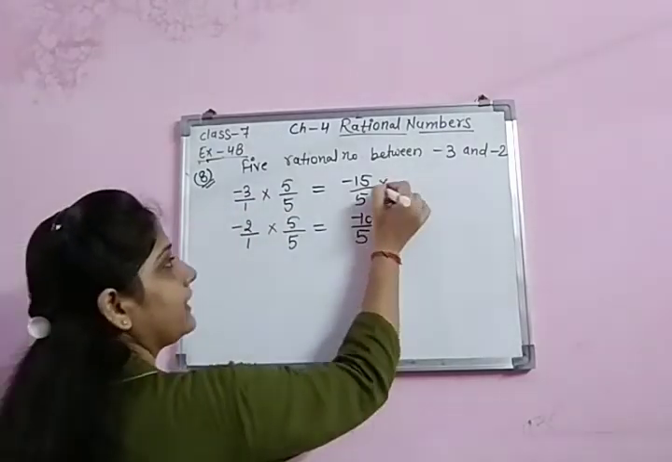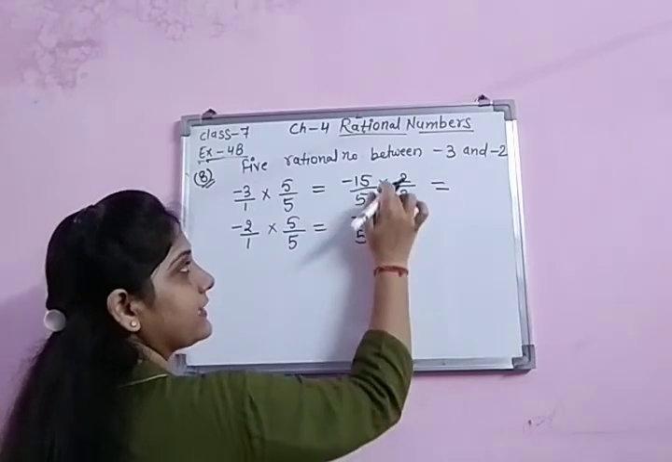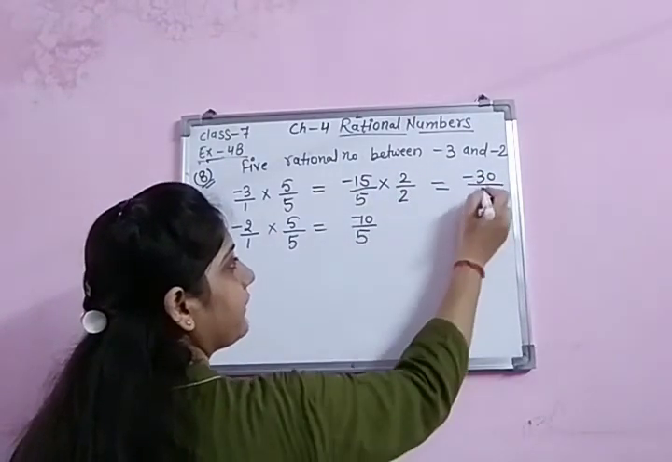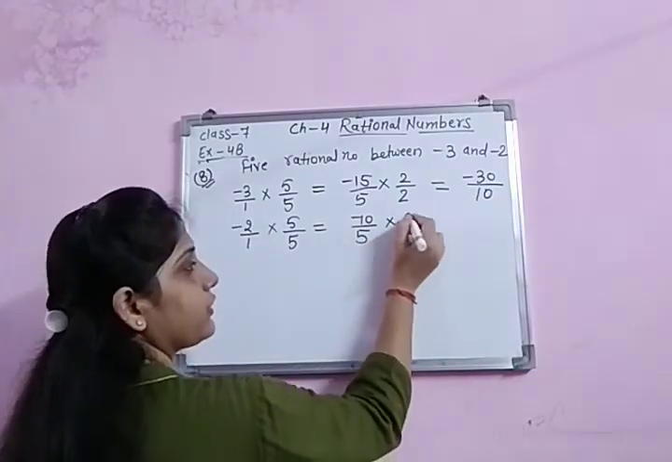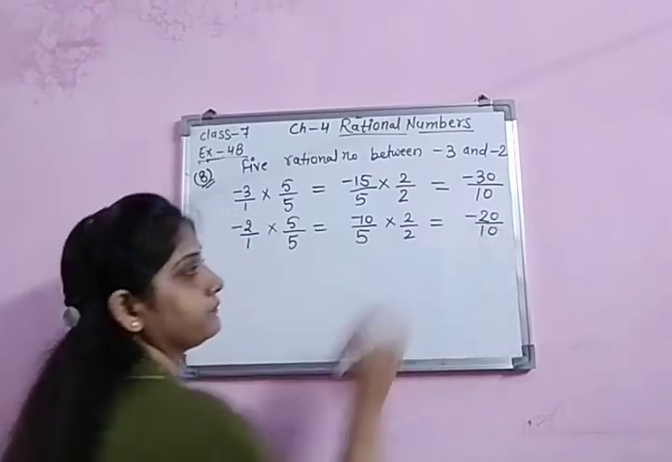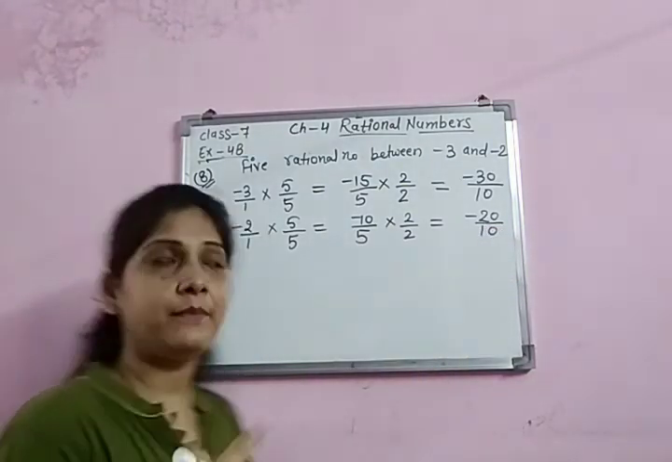So, let's do one thing. Let it be multiplied with 2. By this, the answer can be multiplied by 2. So, it will give me minus 30 by 10. 5 2s are 10. This also by 2. So, minus 20 by 10. So, now between minus 30 and minus 20.